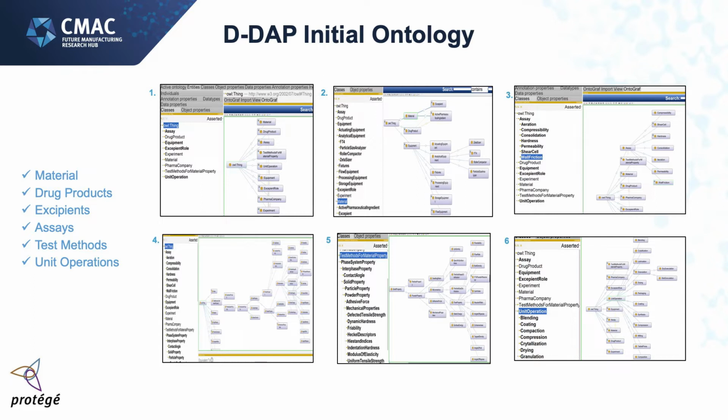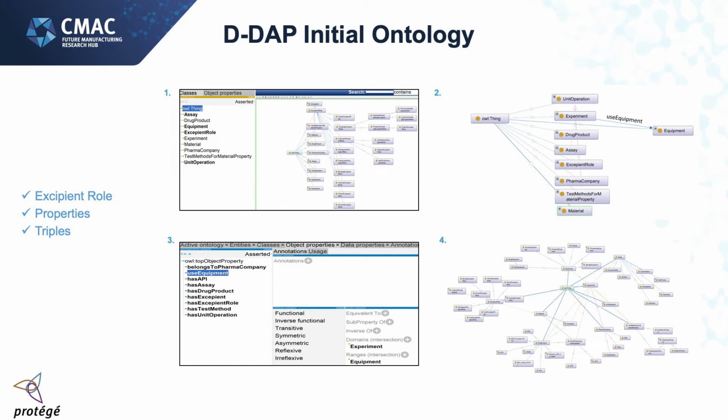Here you can see a few screenshots from our existing ontology. We have just started it, so we have to extend it. These are classes and information about materials, excipients, excipient roles, and assays. We have information about test methods and unit operations. This way, we can link our experiment with different assays, test methods, and test techniques.